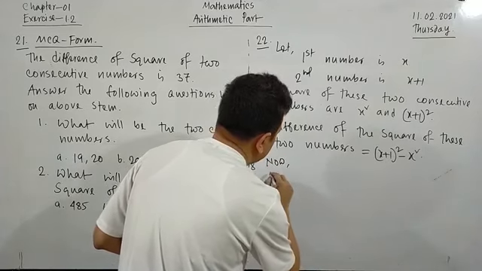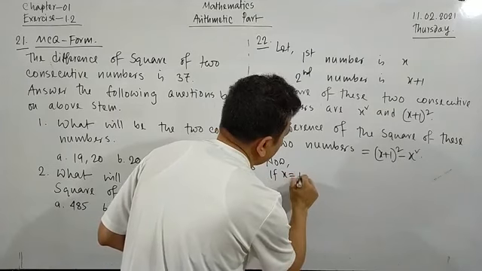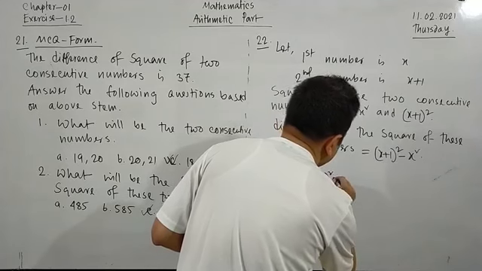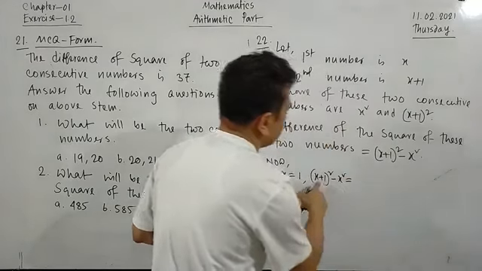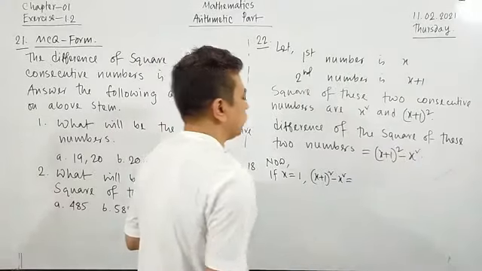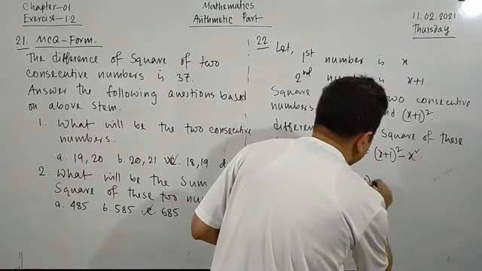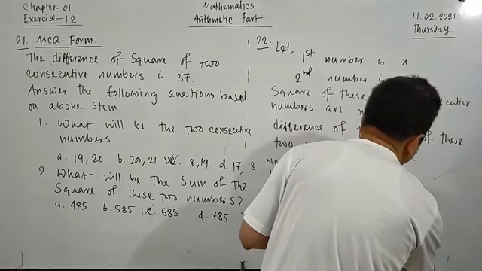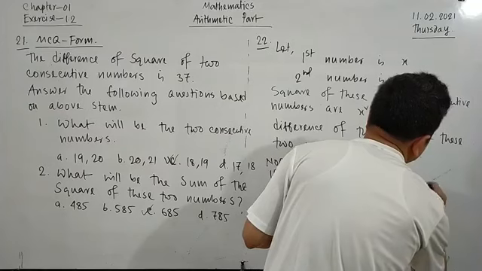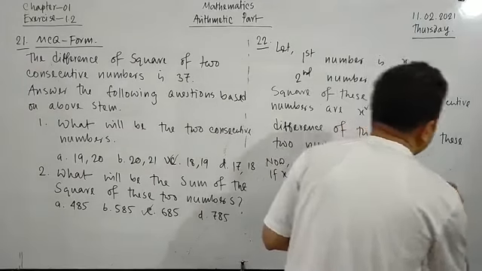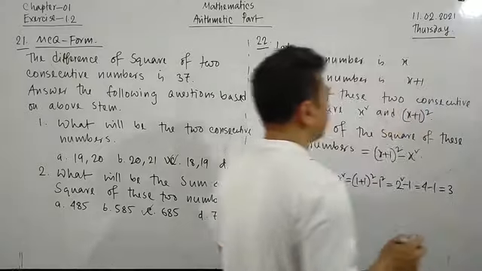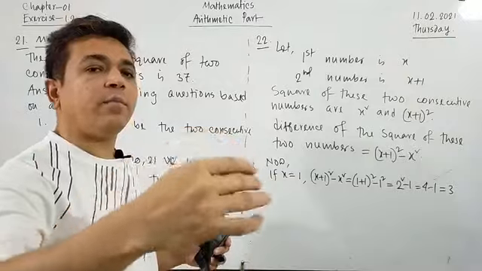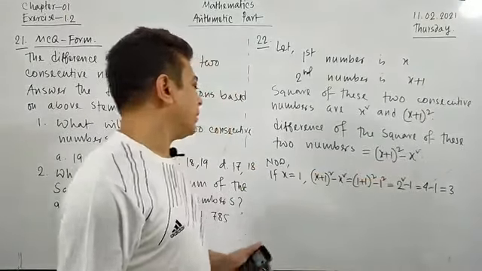Okay, if x equals 1, then (x plus 1) whole square minus x square: we are putting the value, so (1 plus 1) whole square minus 1 square is equal to 2 square minus 1, which is 4 minus 1 equals 3. So 3 is not a perfect square number. We are searching for a perfect square number, so 3 is not one.